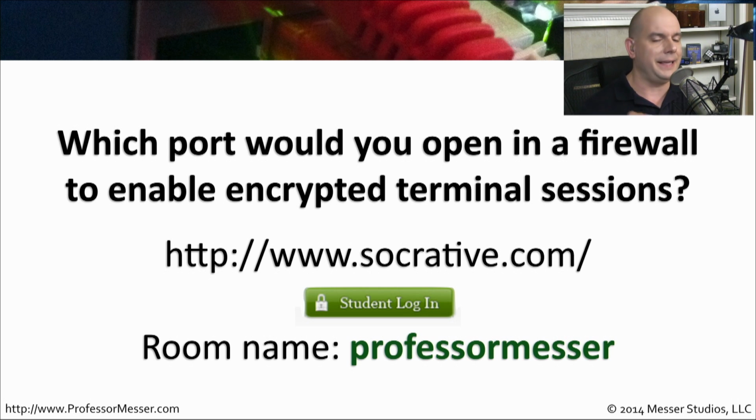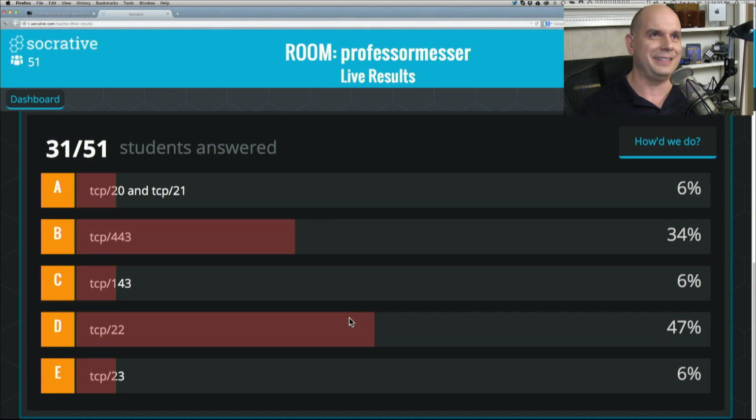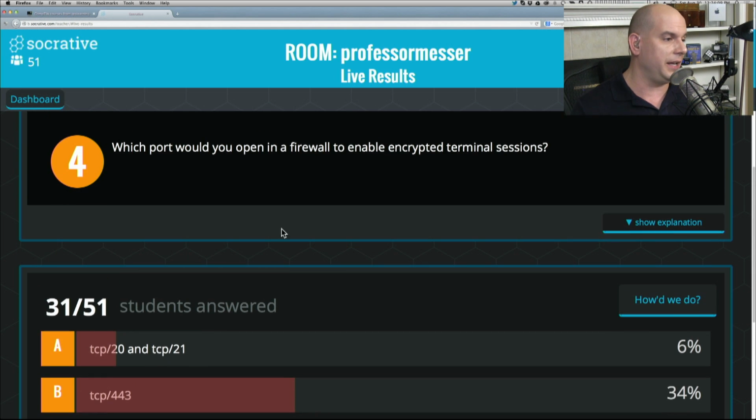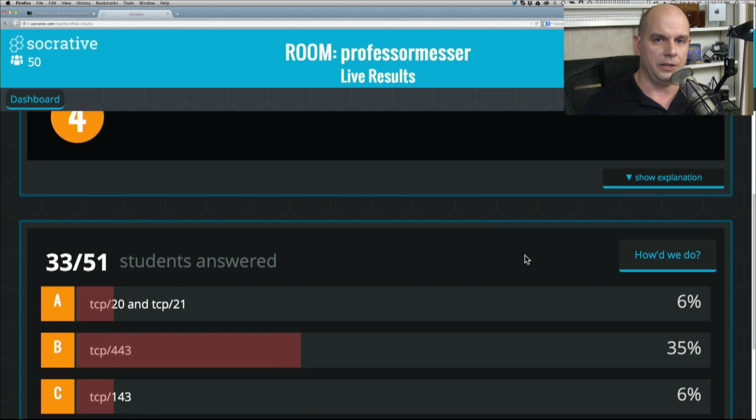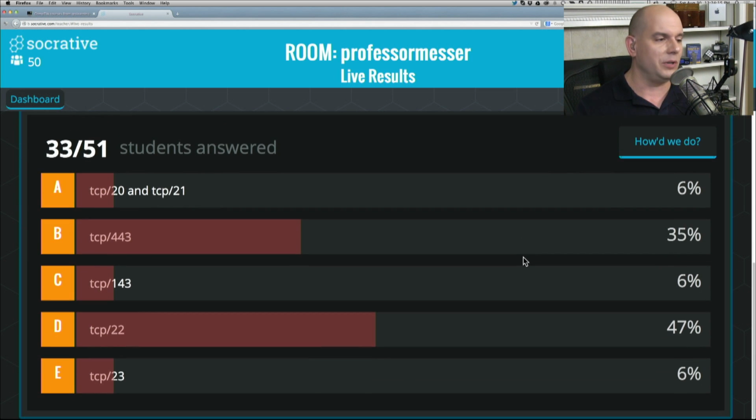And I love when I get a good mix of things. And here's a good example of a good mix of things. So there's a few things to look at for this particular question. The question again, what port would you open in a firewall to enable encrypted terminal sessions? And that's the key. Remember, it's always 2 steps. I try to put 2 steps in a lot of my questions anyway.